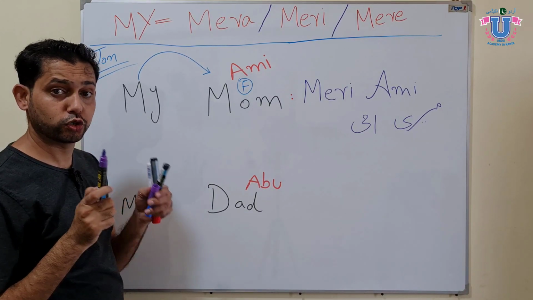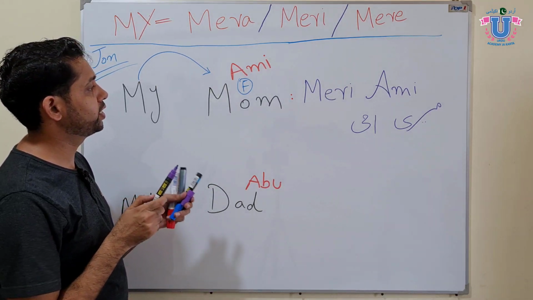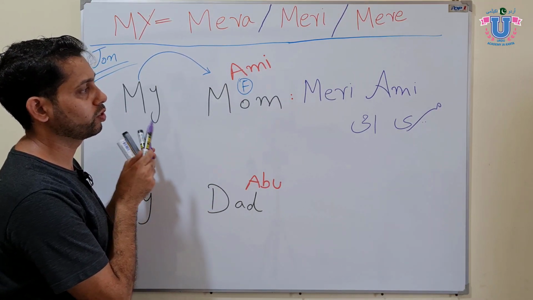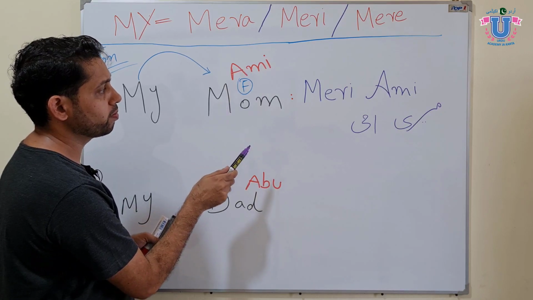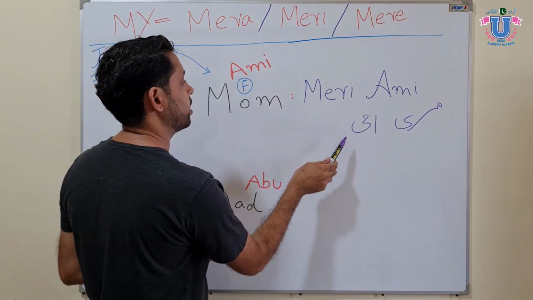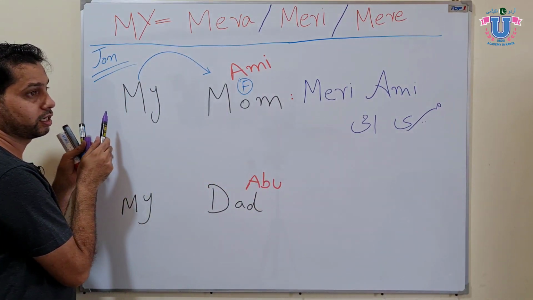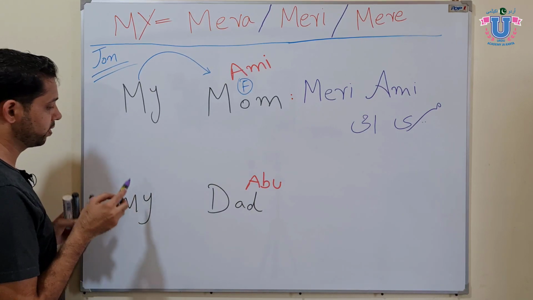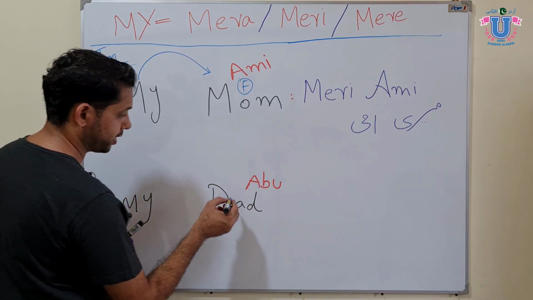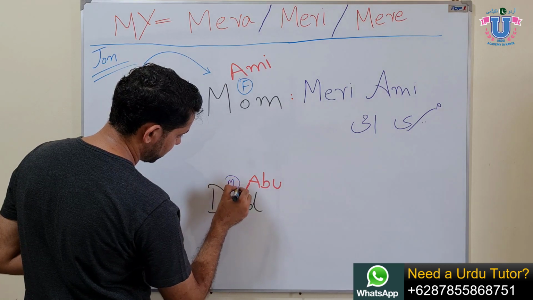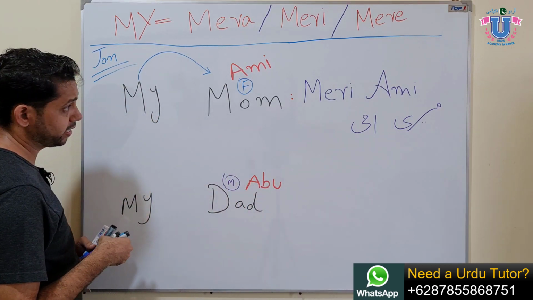I mean, it doesn't show your gender, but it shows the gender of a thing, the gender of an object we are talking about. Mom is female, so we always say Meri Ammi, regardless of the gender of the person who is talking here. The same thing with dad. You know dad is masculine? Great. Then how do you say my dad in Urdu?